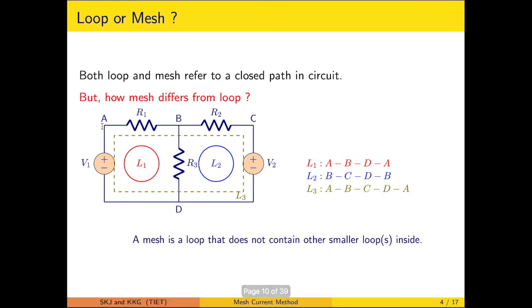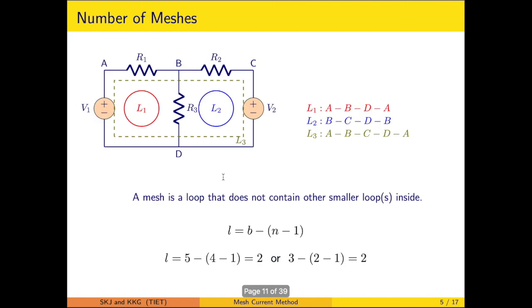So you can say the mesh is a loop that does not contain other smaller loops inside. If we consider L3, that contains L1 and L2 inside it. That's why L3 is a loop that is not a mesh.